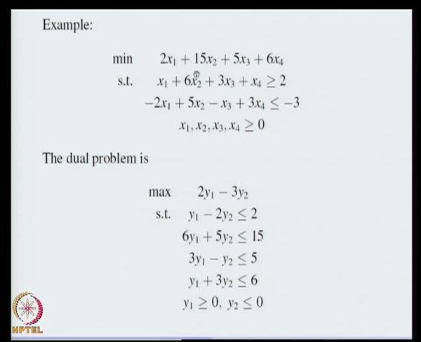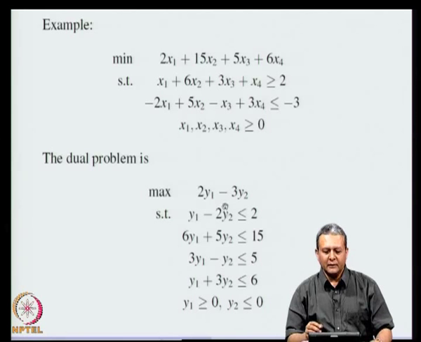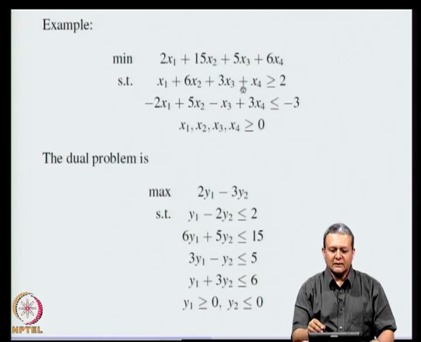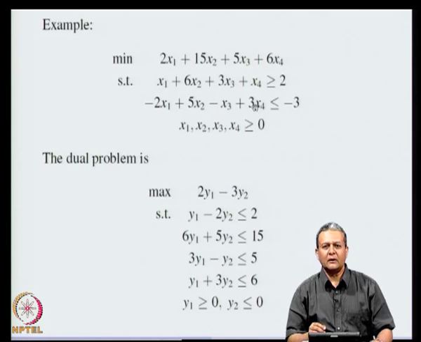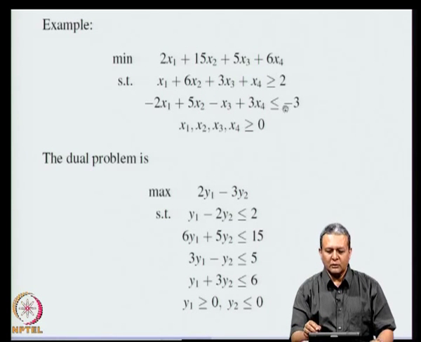Welcome back. In the last class we started discussing duality, and we are looking at this example where we want to minimize this objective function subject to these constraints. This example was chosen to illustrate the advantage of duality in the sense that it has more variables than constraints. In particular, it has 4 variables and 2 constraints.